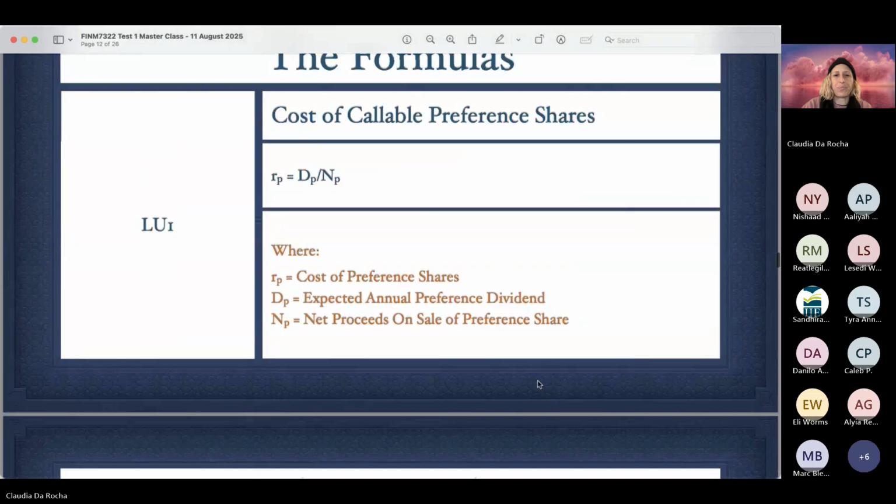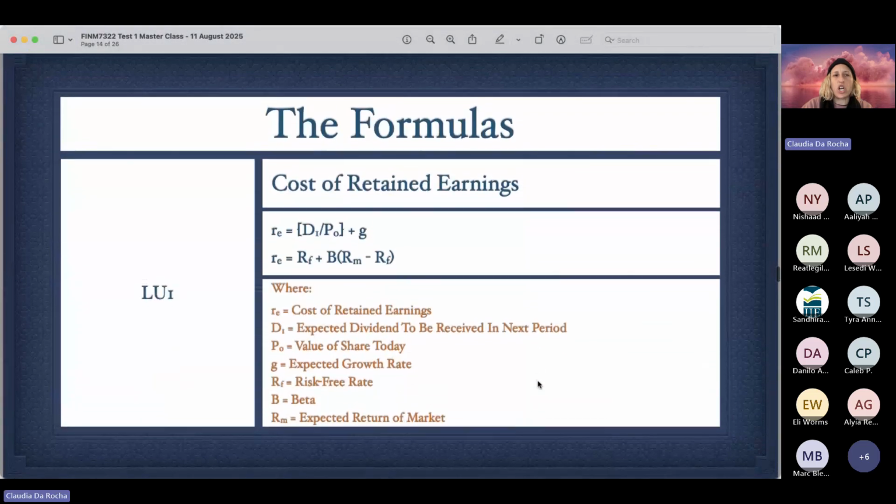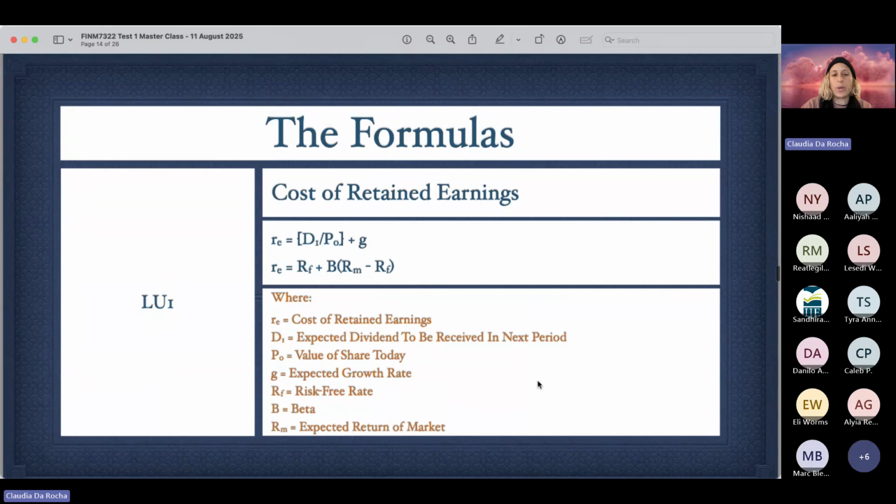Okay, so the next part is the cost of equity. We have two main types of equity that we deal with. We deal with retained earnings, and we deal with new issue of shares. When we are dealing with cost of retained earnings, there are basically two formulas that we can use.